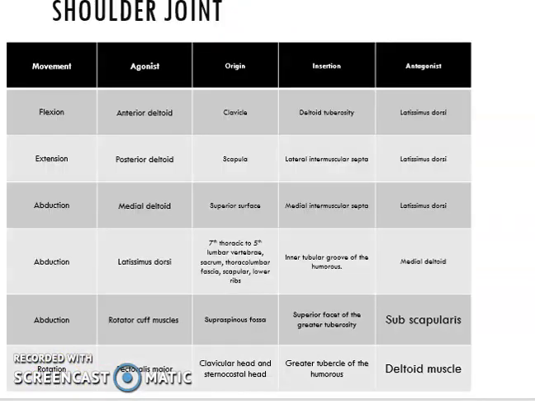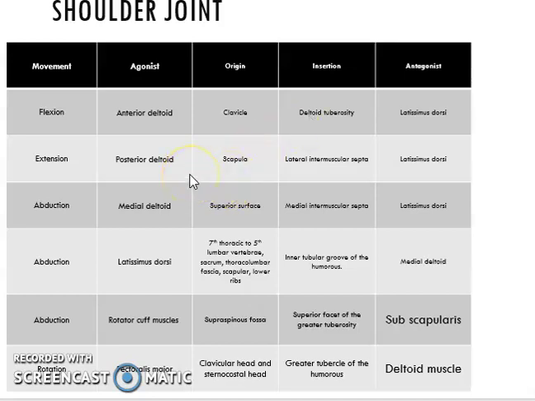As you can see in this grid, the anterior deltoid helps to produce flexion. The origin of the anterior deltoid is the clavicle and is able to move, whereas the insertion is the deltoid tuberosity, which cannot move. The anterior deltoid works to produce movement with the latissimus dorsi, which is its antagonist.